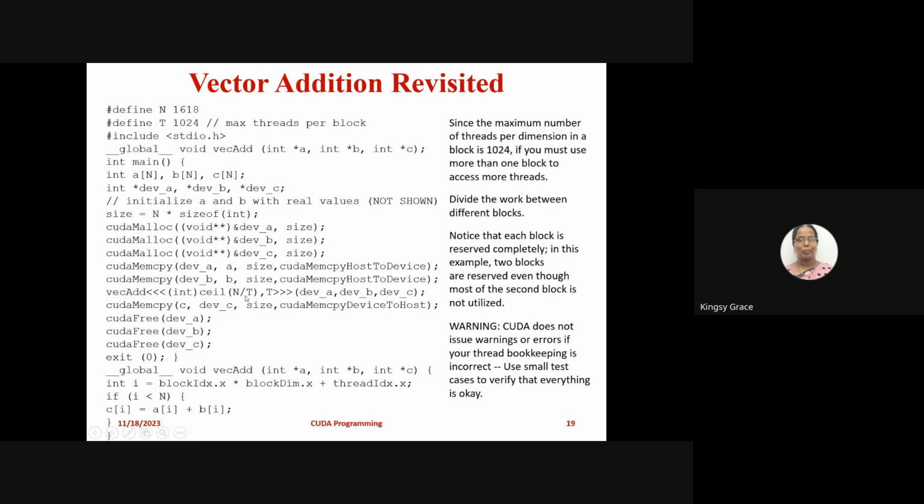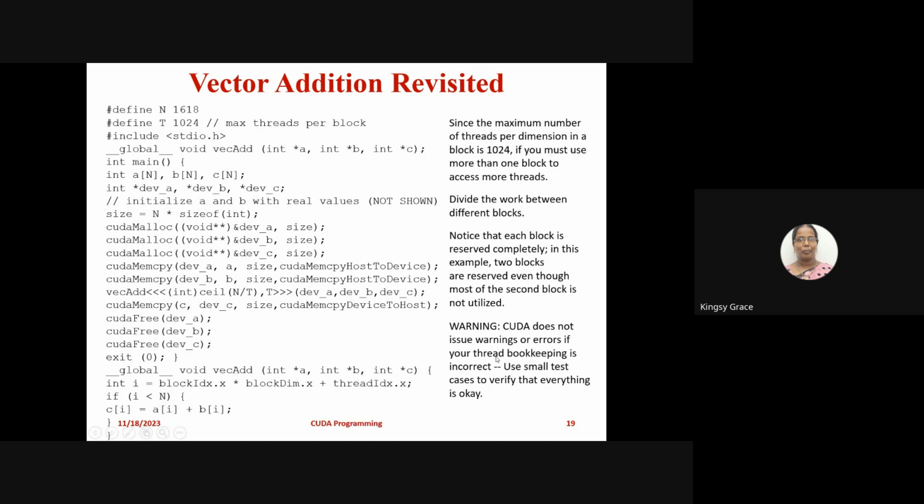Here n is divided by t. While dividing 1618 by 1024, you will get something like 1.5, and that is converted into 2. Here 2 blocks are used, and each block has 1024 threads. So you will be reserving 2 blocks in that particular GPU, and each block contains how many threads? 1024 threads.